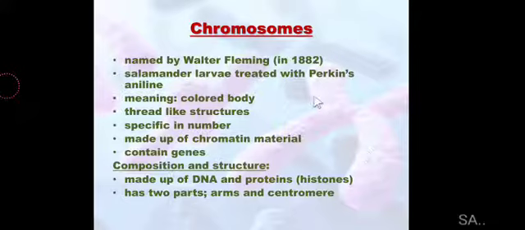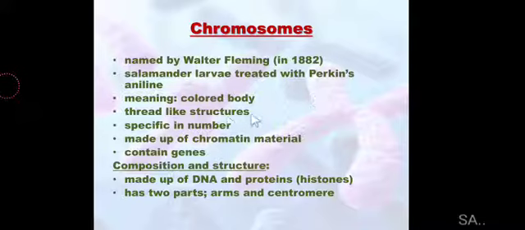So, dear students, chromosomes were accidentally discovered by a German embryologist whose name was Walter Fleming. What was he doing? Actually, he was observing the salamander larvae after treating them with Perkins aniline dye. During his observation, he found certain dark colored structures within the cell. So he named them chromosomes, meaning colored bodies. But to your surprise, they are actually not colored. They are colorless bodies.